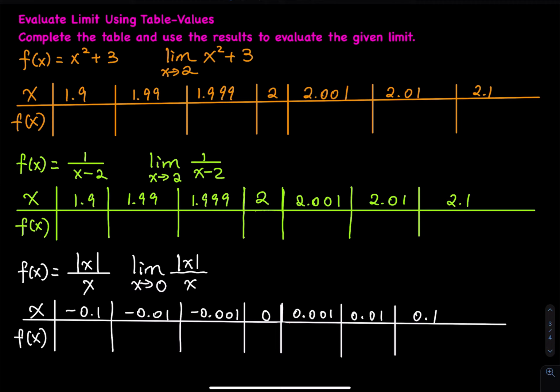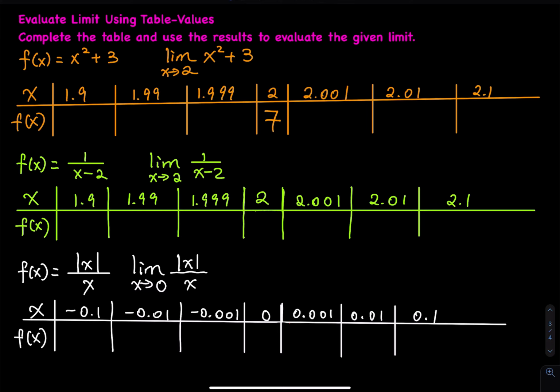If you plug in x equals 2, you have 2 squared, which is 4. 4 plus 3 is equal to 7. So that is equal to 7. How about if you pick some x value that is a little bit less than 2 and some values that is slightly greater than 2?